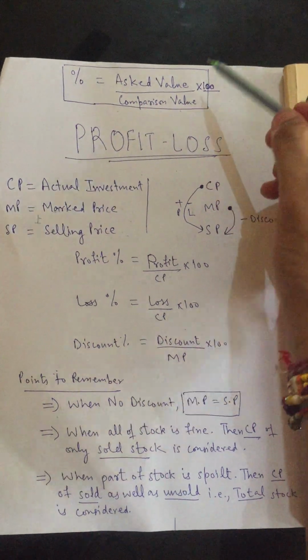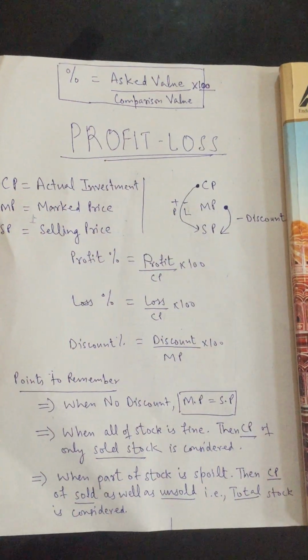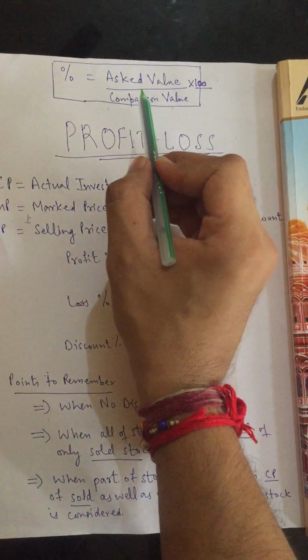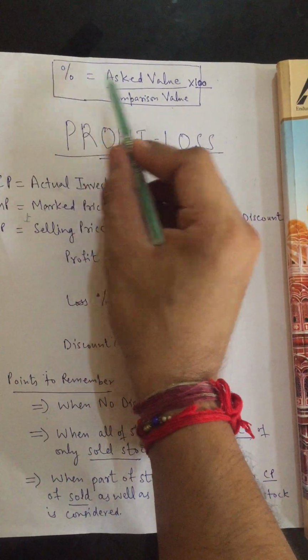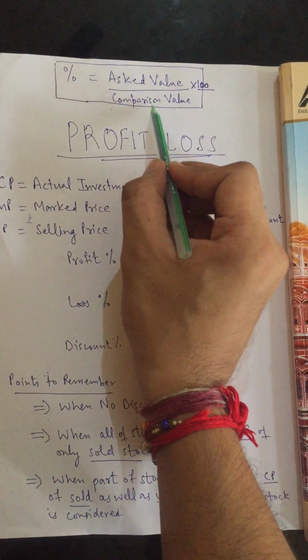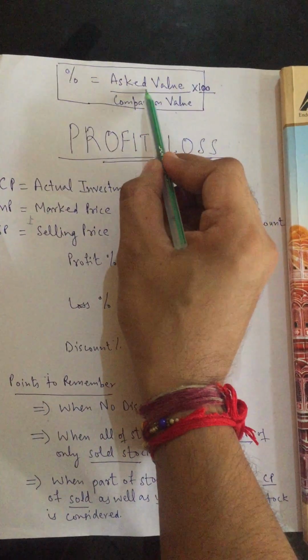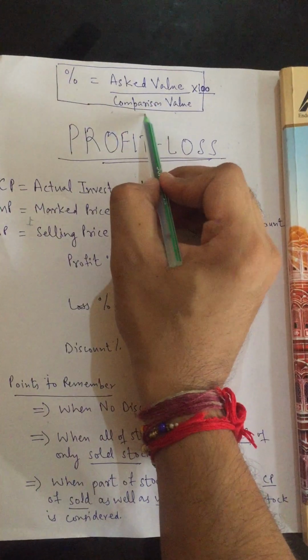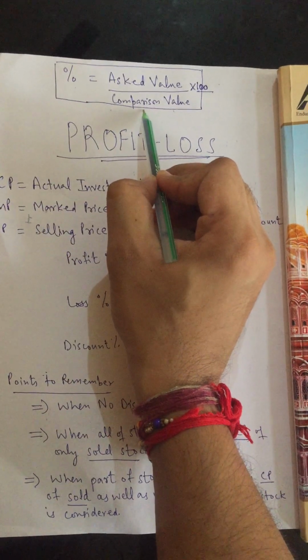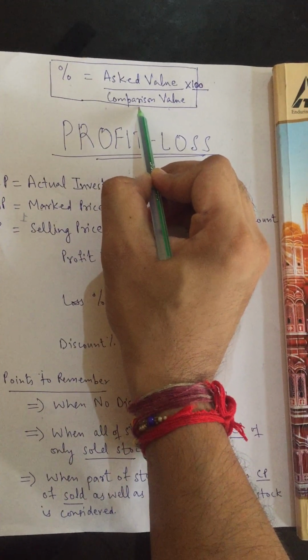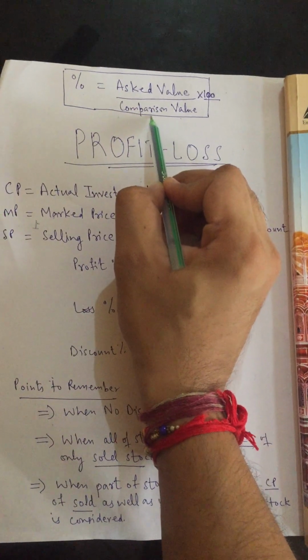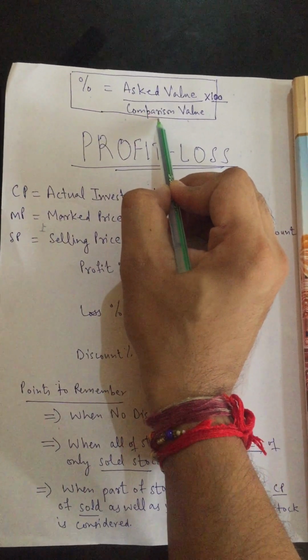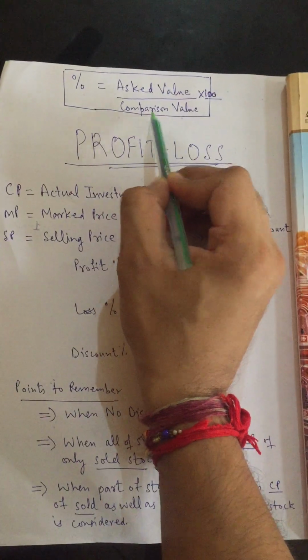So first of all, percentage I've already mentioned in the previous class. Percentage is basics of profit loss. Percentage is asked value divided by comparison value into 100. What is asked value? Asked value is the value that is asked in the question. Comparison value is the past value. It is always the initial value in the process. That is called as past value. So whatever is the initial value in the process is past value.